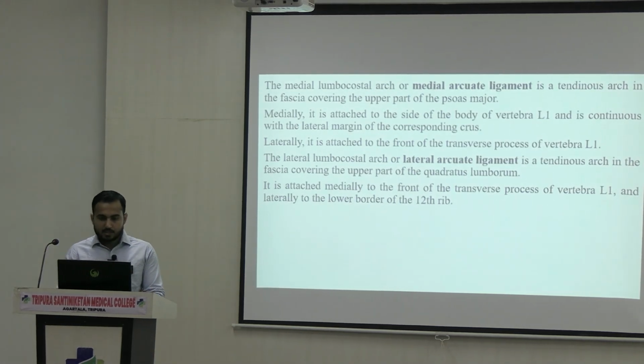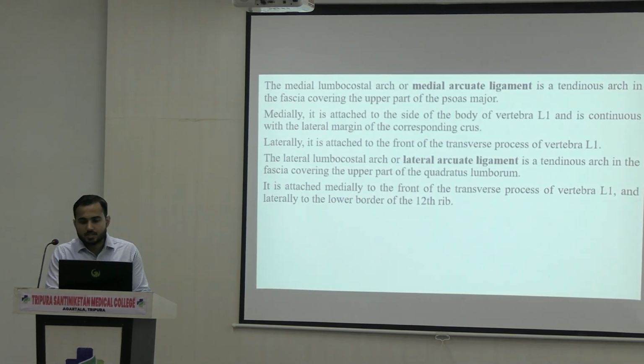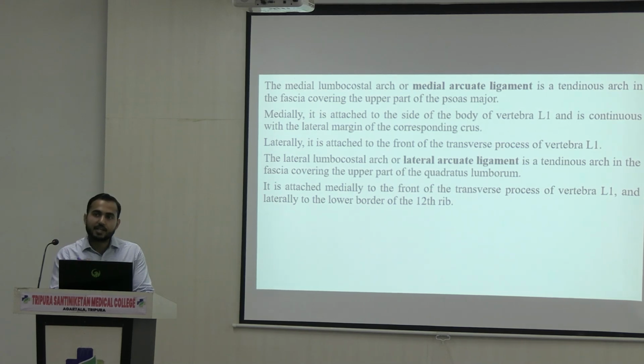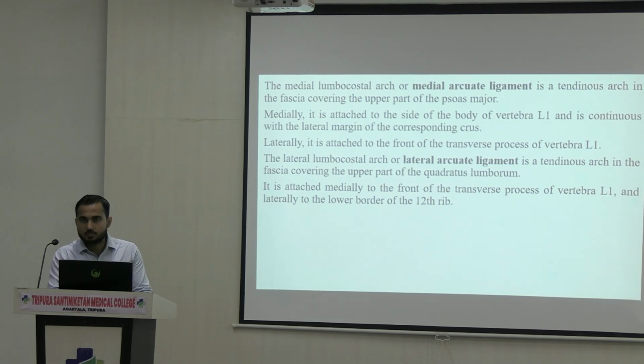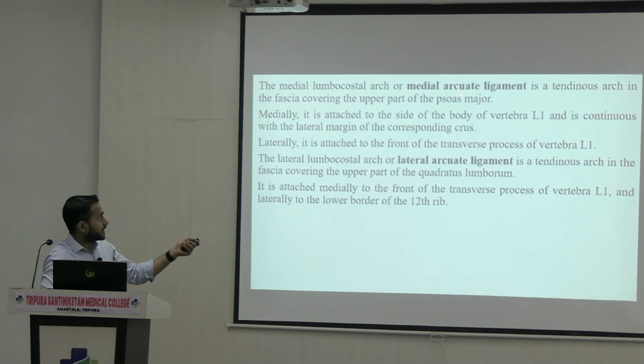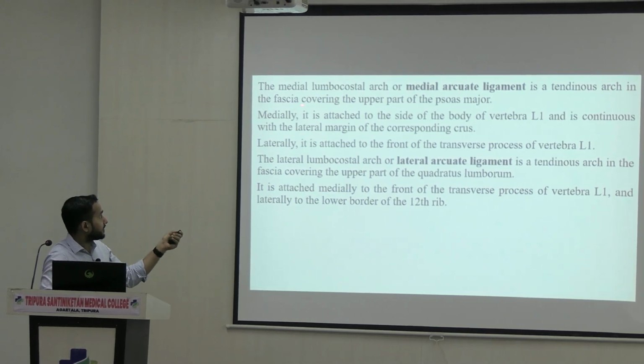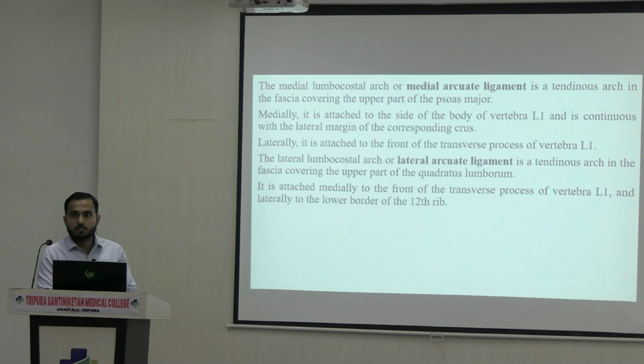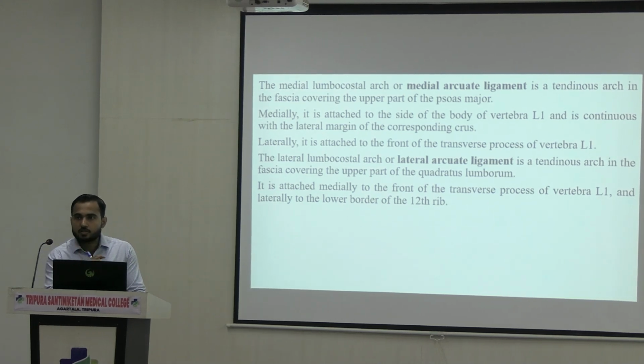Now, what exactly are these medial and lateral lumbocostal arches? Okay, so these are also called as medial and lateral arcuate ligament. These are tendinous arch in the fascia covering the upper part of the psoas major muscle. So the medial arcuate ligament is the tendinous arch over the fascia covering the upper part of the psoas major muscle. The fascia which is covering it is getting thickened to form an arc-like structure, and that is called as medial arcuate ligament.